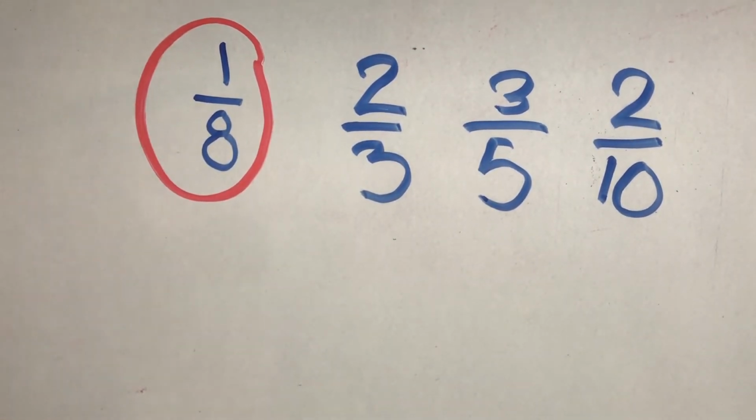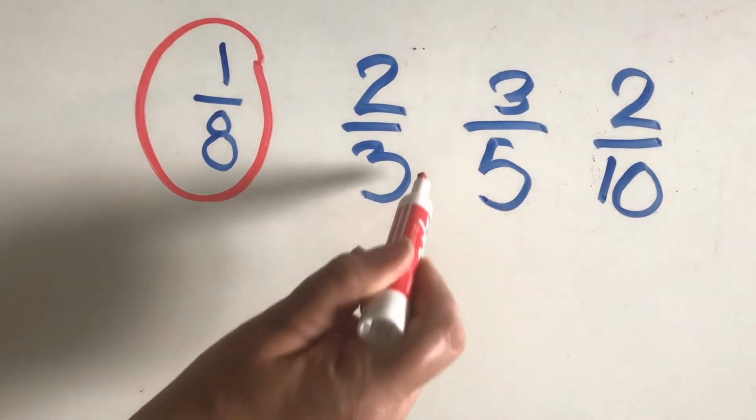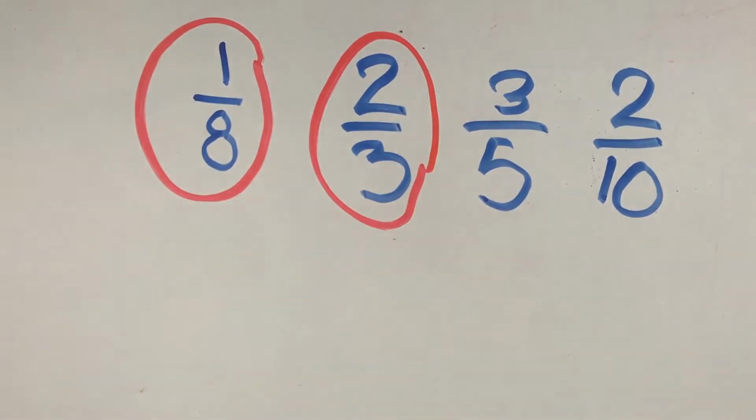In our example 2/3, our numerator and our denominator are only one number apart. When our numerator and denominator are only one number apart, our fraction is in its simplest form. For our fraction 3/5, we do not have a unit fraction, and we do not have a numerator and a denominator that are just one number apart.